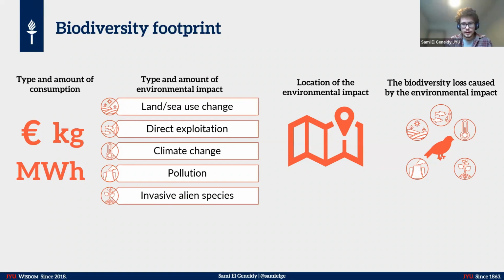Because of time constraints, I'm not going to go very deeply into the methodologies, but if you have anything to ask, I will try to answer. However, there are multiple ways to find out, for example, this type and amount of environmental impact. And there are also already some existing databases where you can find the information about the biodiversity loss caused by these environmental impacts in specific locations.